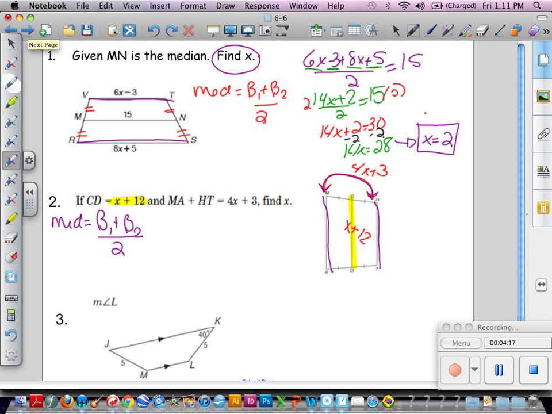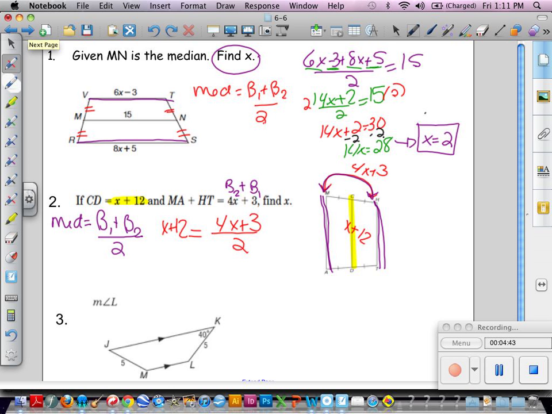I don't know what those are, but you know what they are added together. Base 1 is right here. Base 2 is right there. It doesn't really matter which one, but you're getting your bases added together here. So on the top here, I'm going to put 4x plus 3 for my bases added together, divided by 2. My median is x plus 12.